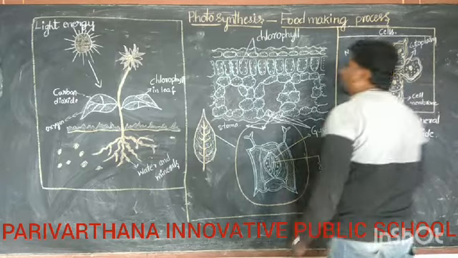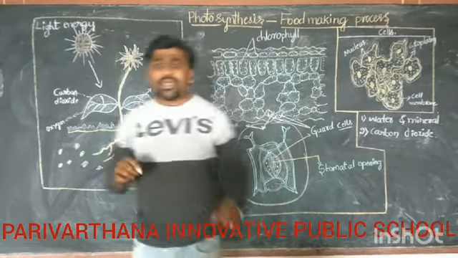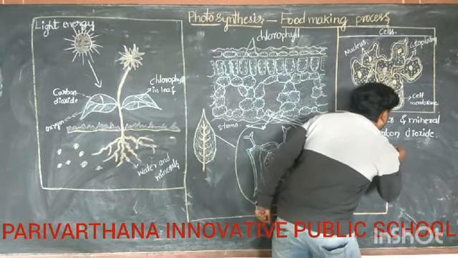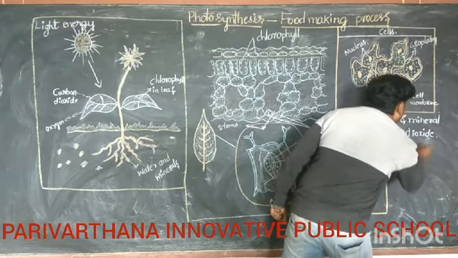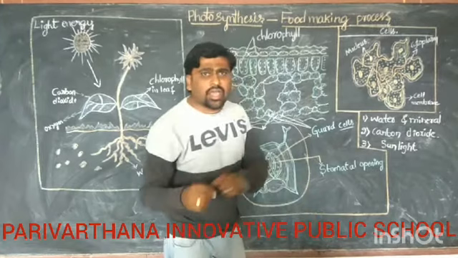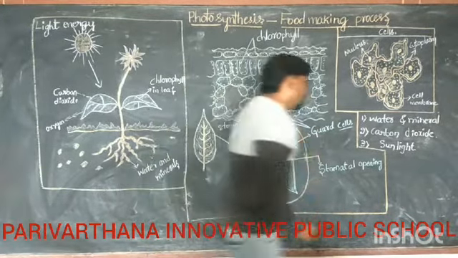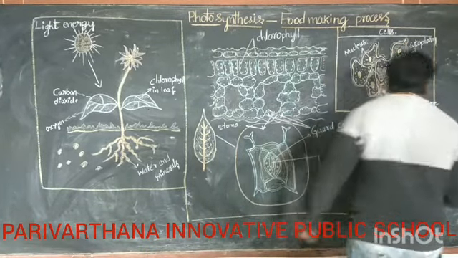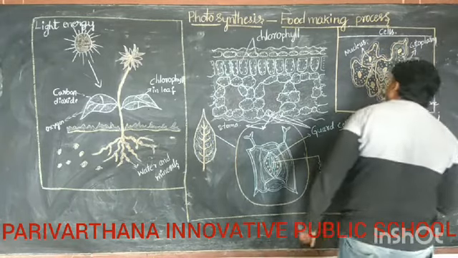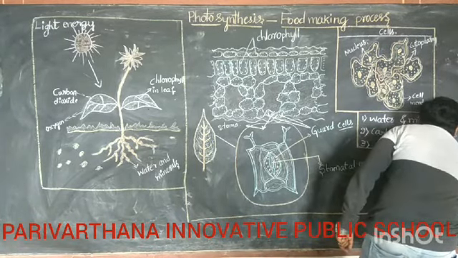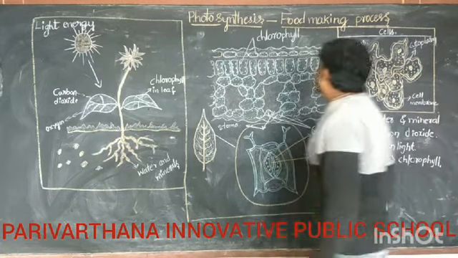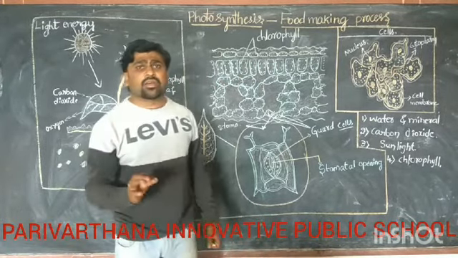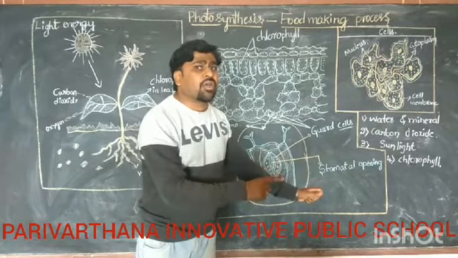This carbon dioxide is present in the air. And the third raw material is sunlight. You already know the sunlight is coming from the sun. The fourth raw material is chlorophyll. Understood? This chlorophyll is already present in the leaf. Chlorophyll. Understood? These are the four important raw materials needed for preparation of food.